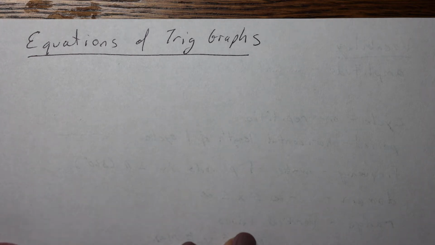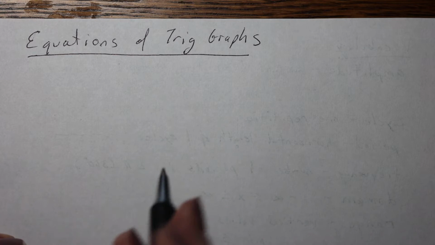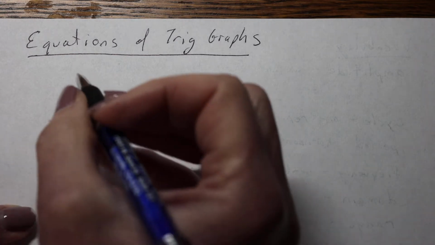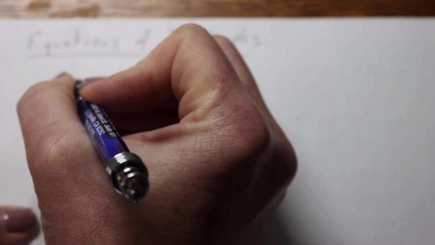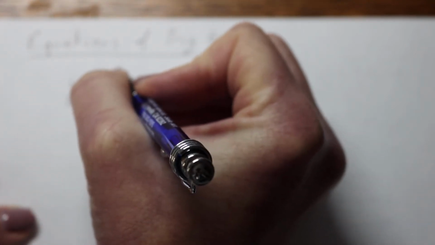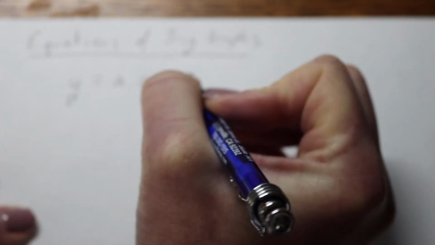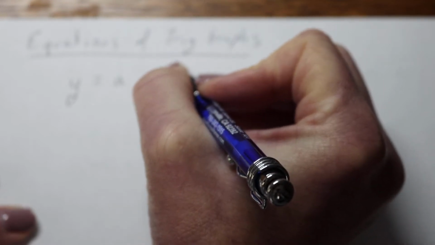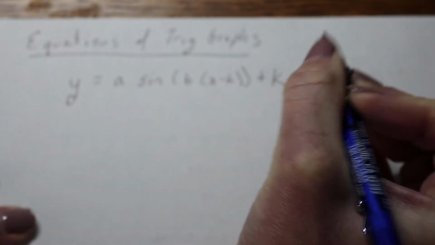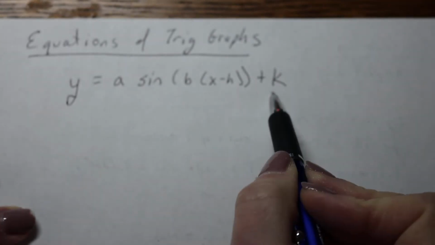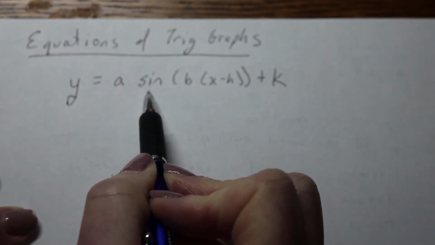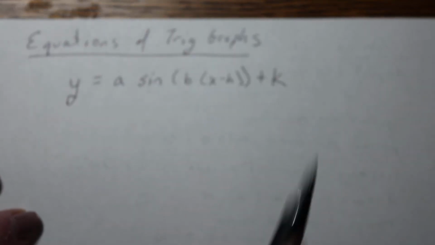In this video, we're going to take our second step towards graphing trig equations. And we need to look at what those equations look like. So a basic equation for either sine or cosine is y equals a sine, or it could be cosine, it'll look the same, of b times x minus h, plus k. Again, all of this will stay the same. The only thing that will change is either the sine or the cosine.